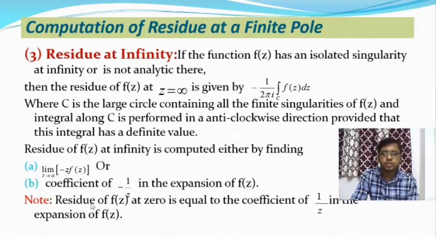So therefore the residue of the function f of z at 0 is equal to the coefficient of 1 by z in the expansion of f of z. So that is the residue at the point z is equal to 0. Actually, the coefficient of 1 by z in the Laurent series. Okay, so the coefficient of 1 by z in the Laurent series is called the residue at z is equal to 0 for the function f of z.